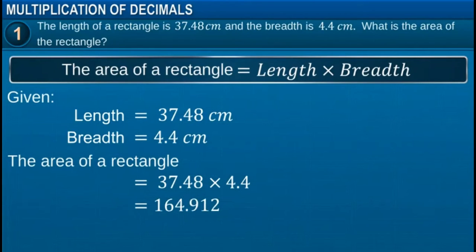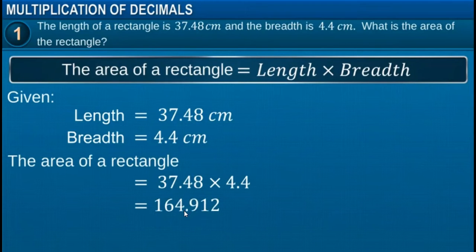That is, we counted how many digits there are after the point. In 37.48, there are 2 digits after the point. Similarly, in 4.4, there is 1 digit after the point. So adding 2 and 1, in total there are 3 digits. So in the final answer we have put the decimal point counting 3 digits from the right side. 1, 2, 3, we counted 3 digits and then put the decimal point.